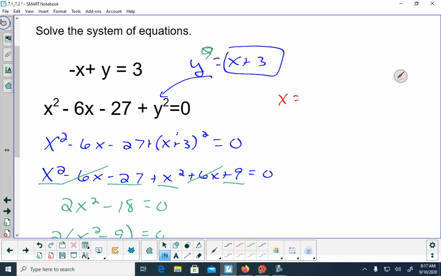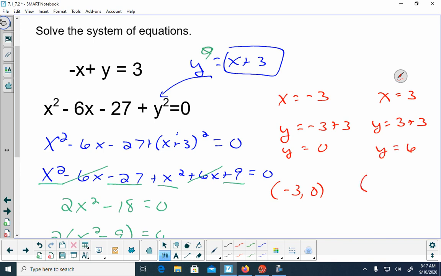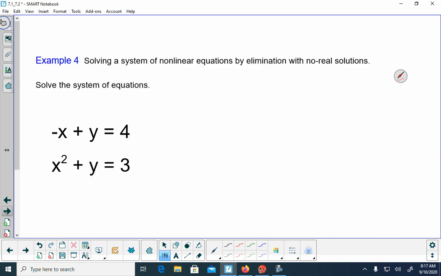So when x is equal to negative 3, I'm going to say y is equal to negative 3 plus 3, and I'm going to have y is equal to 0. So one ordered pair is going to be (negative 3, 0). The other one was when x is equal to 3, so y is equal to 3 plus 3, y is equal to 6, so the ordered pair is (3, 6). So when I graph this at (negative 3, 0) and (3, 6), I will have points of intersection, and you can graph it to see that. And we'll go over graphing it a little bit later.